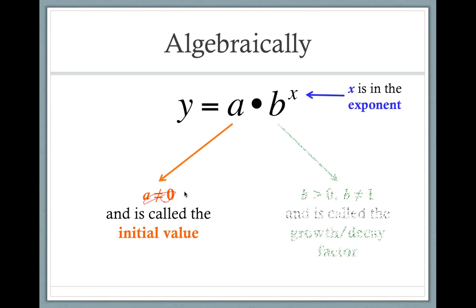Okay, and then your b is called your growth or decay factor. Depending on which type of exponential function you have, growth or decay, this b is the factor at which things will grow or things will decay. And here we have to make sure that we have a b value that is positive, so b must be greater than 0, and b cannot equal 1. Because if you have a growth or decay rate that is a factor of 1, you're just multiplying by 1 over and over again, and it doesn't actually change.